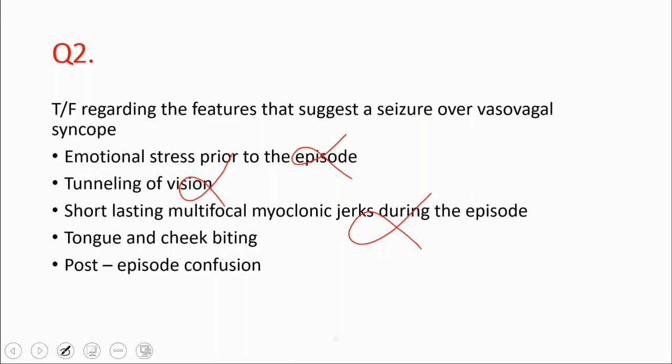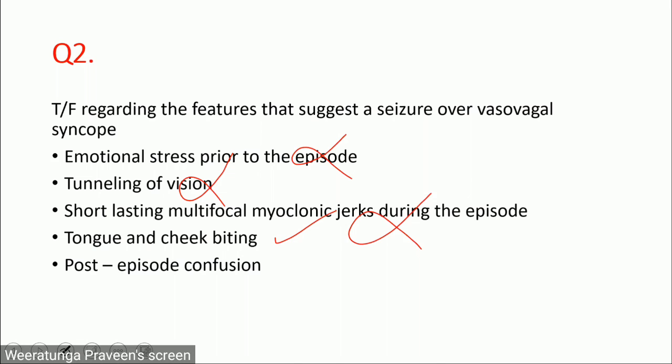Then during the episode itself, they will have injuries, usually lateral tongue biting. Cheek biting is very, very suggestive of a seizure. So lateral tongue biting or cheek biting injuries are very suggestive of a seizure. Also, incontinence during the episode, urinary and fecal incontinence, is suggestive of a seizure.